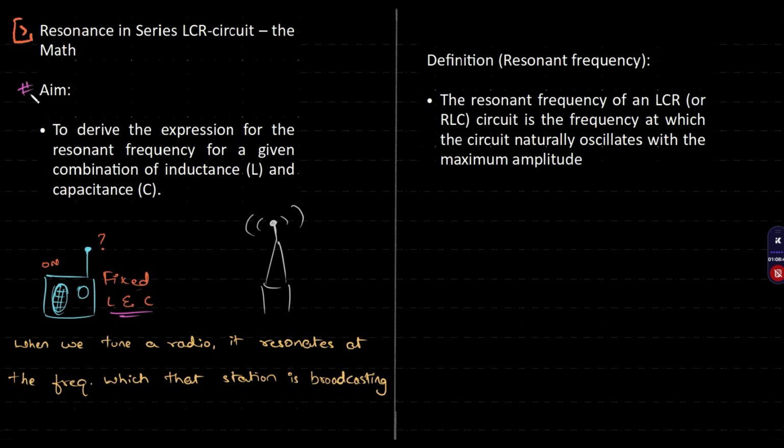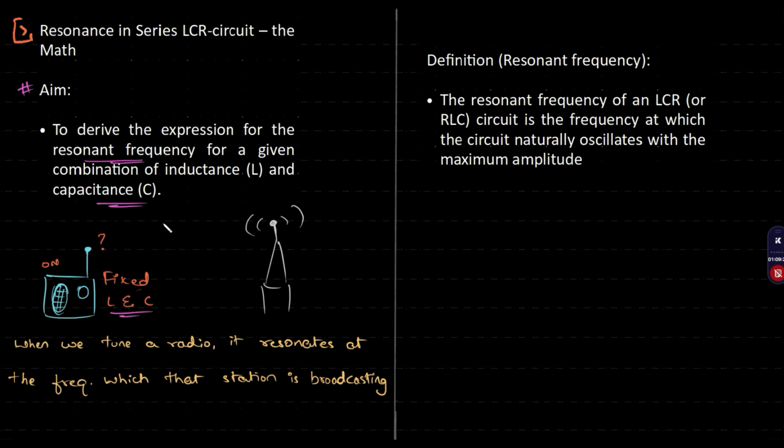So the heading is resonance in series LCR circuit. You're looking at the mathematical aspect. It is to derive the expression for the resonating frequency for a given combination of inductor and capacitor. Typically, we have a parallel LC circuit in a radio, and when we tune, or change the capacitance of a capacitor, the resonating frequency will change and we get to listen to a different station.